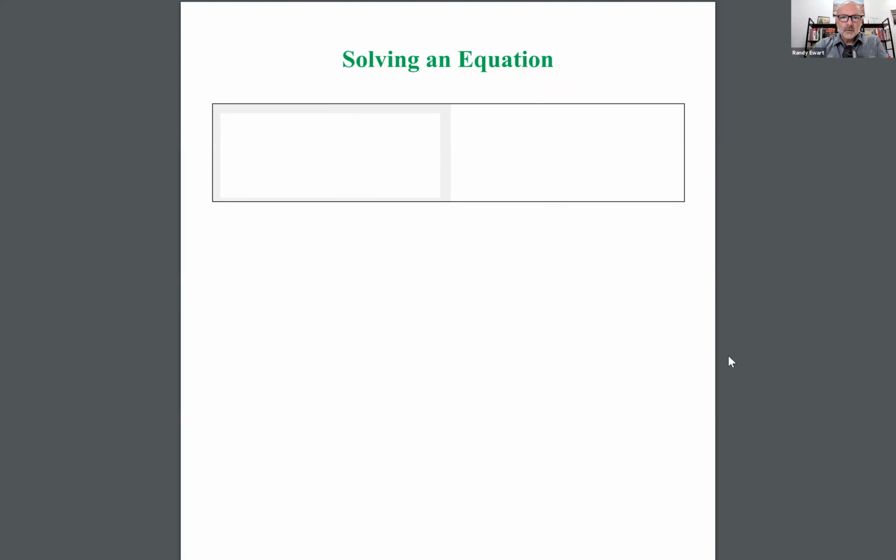This video covers the idea or concept of solving an equation. Let's take a look. So before this video, in the previous video, we looked at checking a solution where they gave you a number. But now when you're solving, they don't give you a number. So let's talk about what this solving means.